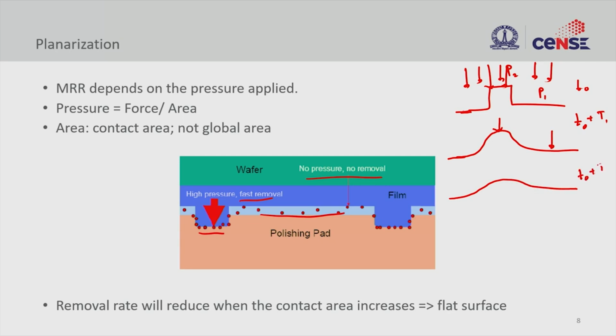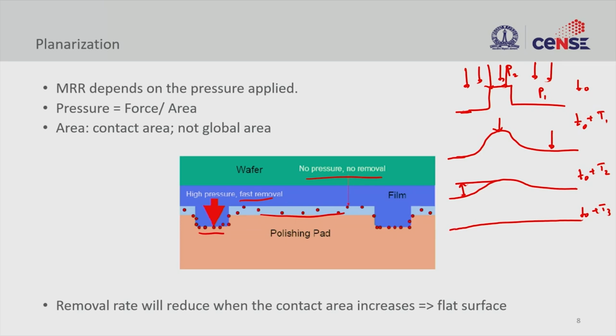This is T1 plus T2, and now because the topography is reducing here, you see the topography is reducing and the pressure that you apply is also reducing now. So, after a while this will become something like this, and this is T naught plus T3, and this is where you achieve flatness, right.